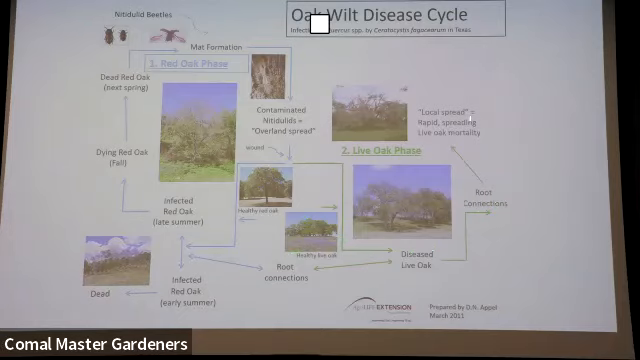Then we get what we call local spread, rapid spreading live oak mortality, tree after tree, huge acreages of trees being killed. But the peculiar thing is, fungal mats don't ever form on live oaks, and we don't know why. It's something nobody's ever gotten around to studying, but you do not get fungal mats, so you don't get beetle spread out of the live oak.